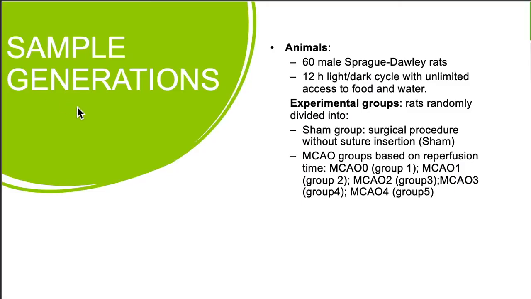Sample generation. They used 60 male rats, and the rats were randomly divided into two groups, the sham group and the MCAO groups. The sham group is a surgical procedure without the surgical incision, and the MCAO groups are usually based on the reperfusion time.